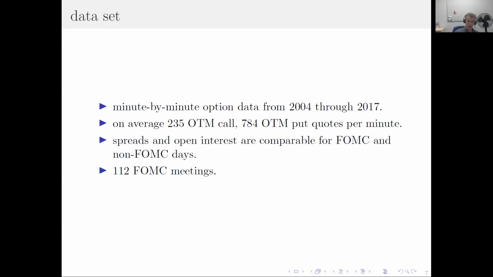And in our data set, we have on average 230 out of the money call quotes and 780 out of the money put quotes per minute. So it's a rather large data set. We also check some of the liquidity measures to check whether FOMC days and non-FOMC days are comparable in this market. And we find that bid-ask spreads and open interest are virtually the same on these two sets of days. So we argue that making inference using these option quotes on both days is definitely doable. And in this sample, we're left with 112 FOMC meetings.